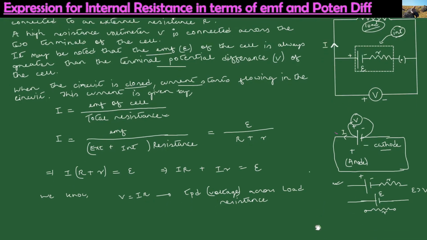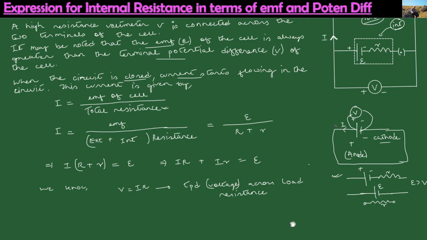And what is this small Ir? Small Ir is nothing but the potential drop via the cell. So that Ir, small I and small r, this term will be the potential across the cell. So let us mark this as equation number 1.